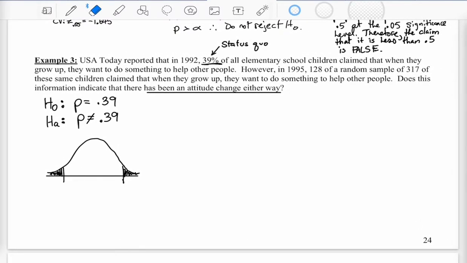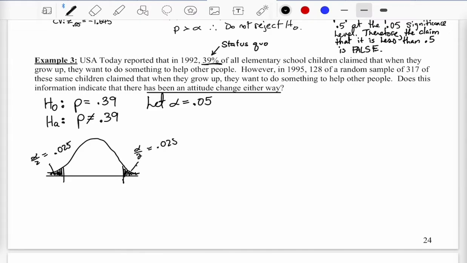So I'm going to let alpha be equal to 0.05. So each tail is going to have an alpha over 2 equal to 0.025, because we're splitting that alpha evenly over the two sides. So I need my critical z-values.